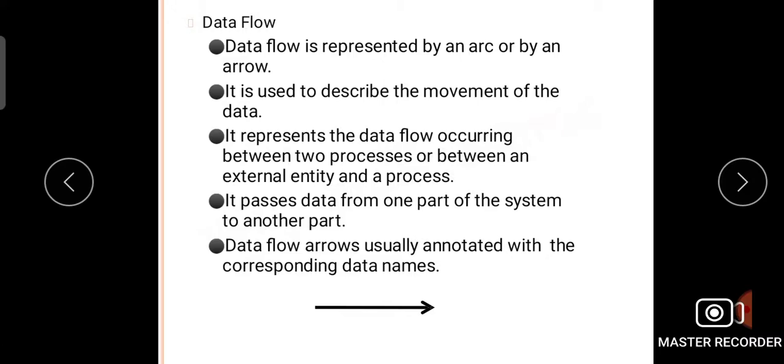Next, data flow. Data flow is represented by an arc or an arrow, and it is used to describe the movement of data. It represents the data flow occurring between two processes or between an external entity and a process. It passes data from one part of the system to another part. A data flow arrow is usually annotated with the corresponding data names.